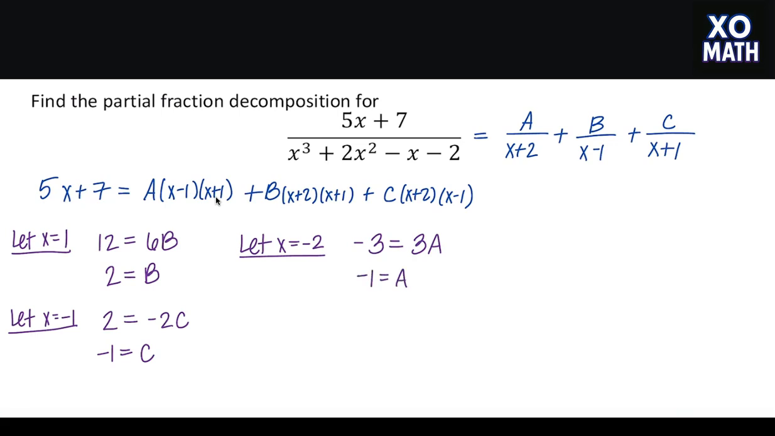So we get all integer values, which is nice. It doesn't always happen, but it's nice when it does. Now we replace our A, B, and C values. A was negative 1, B was 2, and C is also negative 1. So here is our partial fraction decomposition.